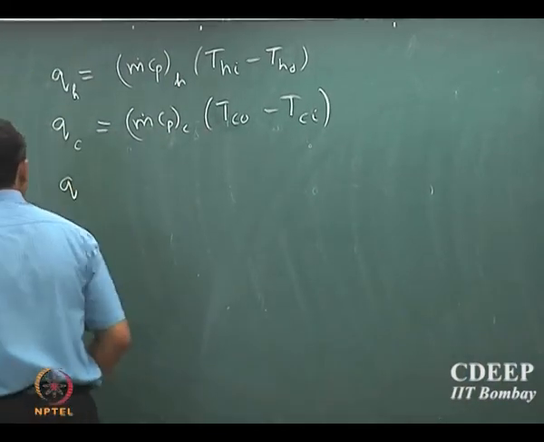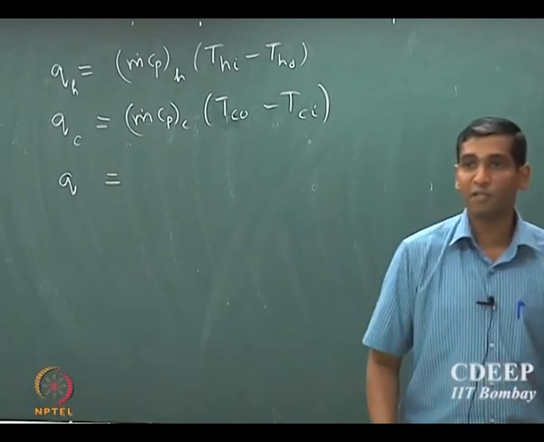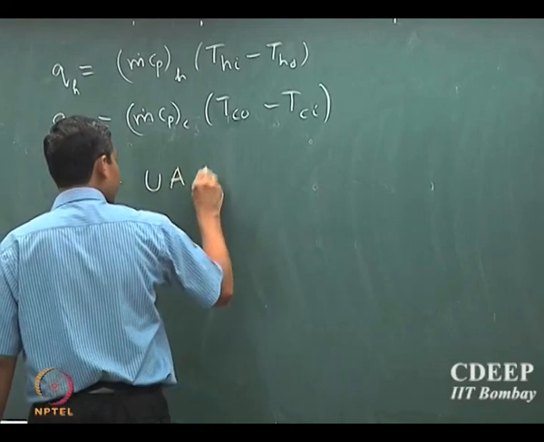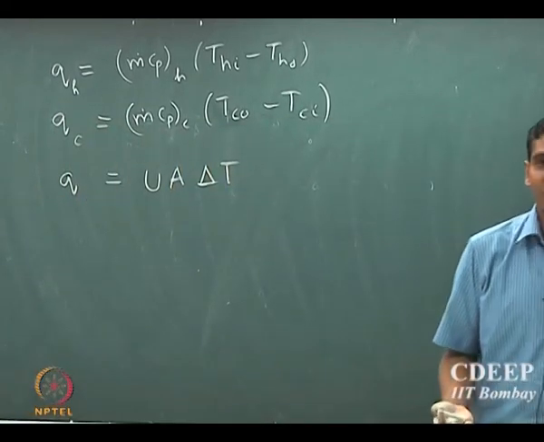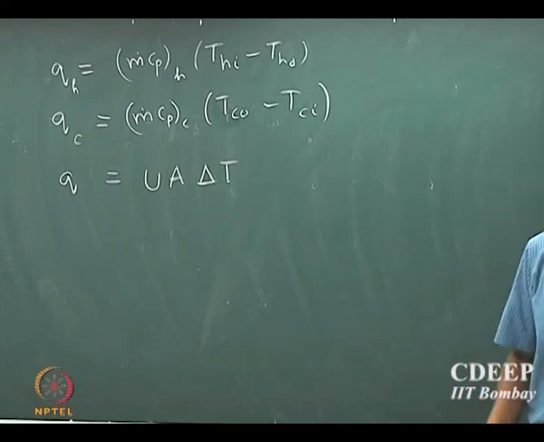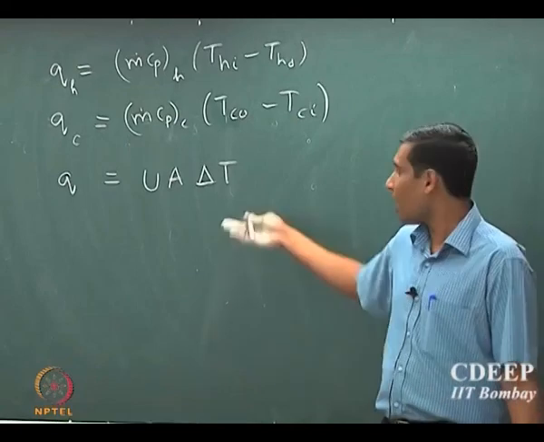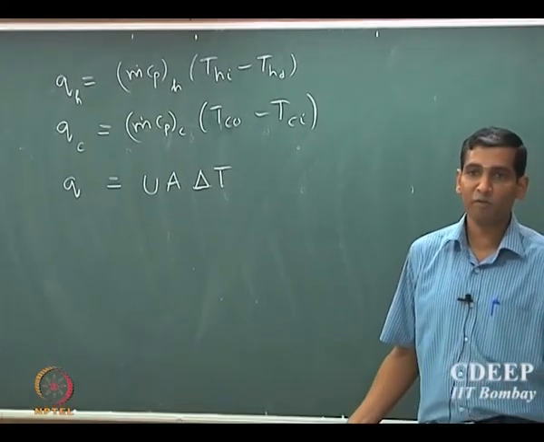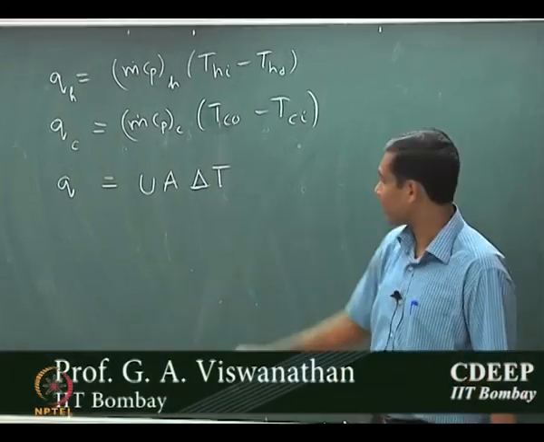But we also know that the total amount of heat that is transported is equal to UA into some delta T. We do not know what the delta T is. In your lab experiments you would have used delta T log mean temperature, and we are going to see why it is log mean temperature. We briefly saw it when we discussed the internal flows. We are going to see it with a lot more details in tomorrow's lecture.